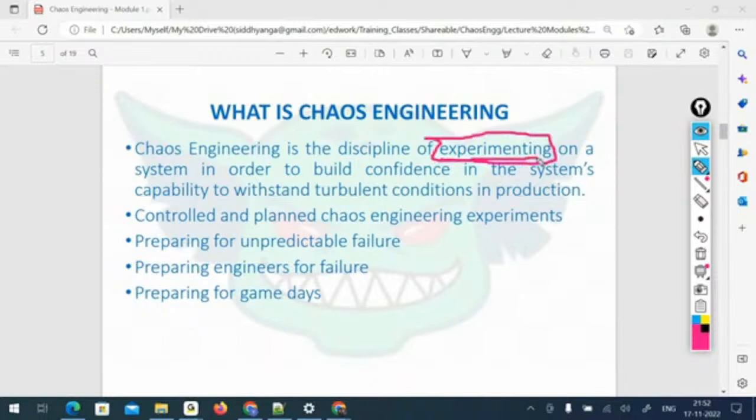Then, preparing for game days. We'll go into it in depth later. What is a game day? For now, game days are where you run the test in production. So that day is called the game day. We'll see in detail what game days are and how we plan them as we progress.